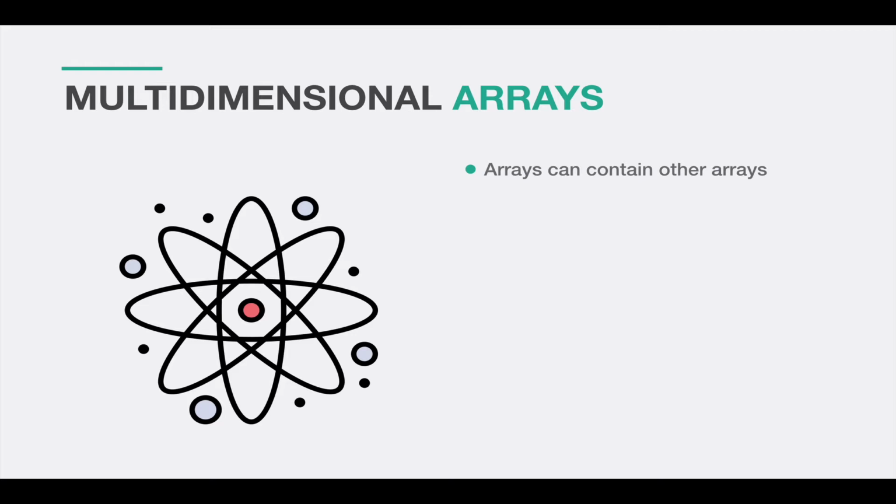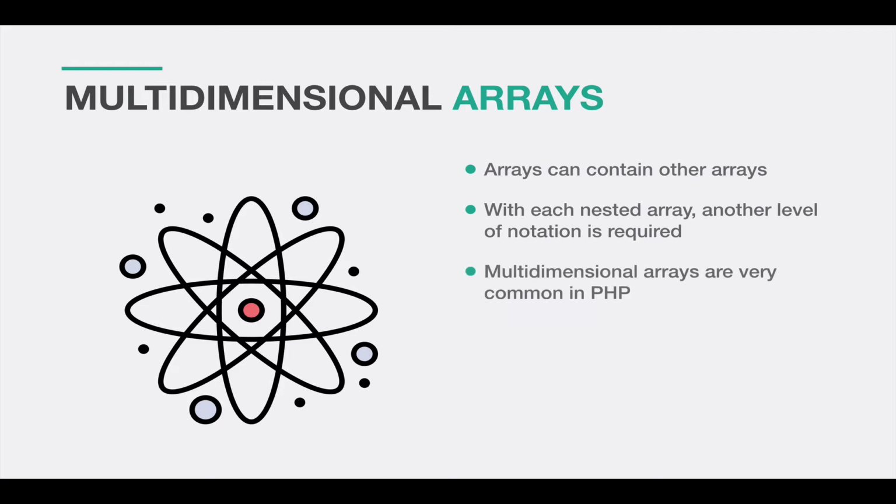This is actually very common in programming. Typically, we won't go more than 2 or 3, but you'll definitely have arrays within arrays. The thing we have to remember when dealing with nested arrays is that we need to add an extra level of notation. When we want to get inside of a subarray or a nested array, we need to add that extra level of notation. We'll see an example here in a moment. Multidimensional arrays are very common in PHP. When you retrieve data from a database, you're going to be retrieving a 2-dimensional array most of the time, sometimes even more than that.